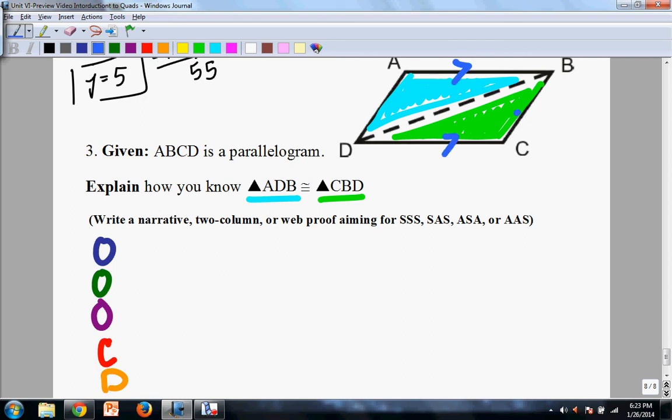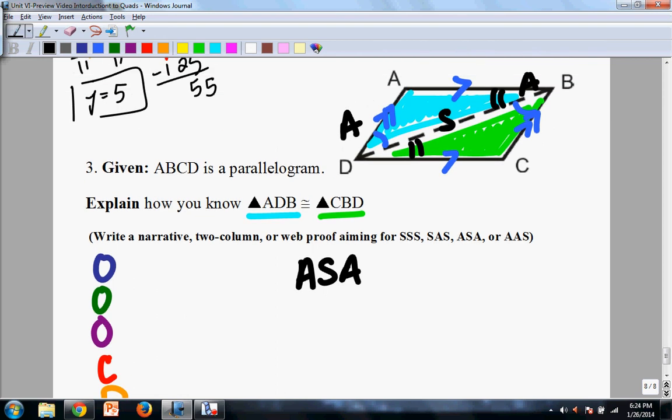Well, if we know opposite sides are parallel, that would give us armpits of the Z going both ways, so we would have a pair of angles, another pair of angles, and a side. So that would give us angle, side, angle. Or you could have gone this way, the fact that opposite sides are congruent as well. So there's a pair of sides, there's a pair of sides, and then all the way down the middle again, there's your third pair of sides. You could have easily done this side, side, side.